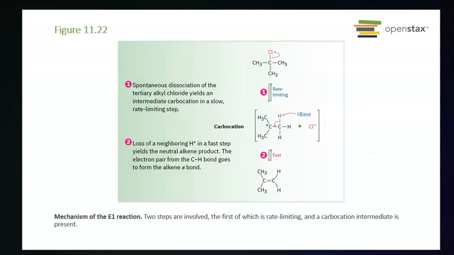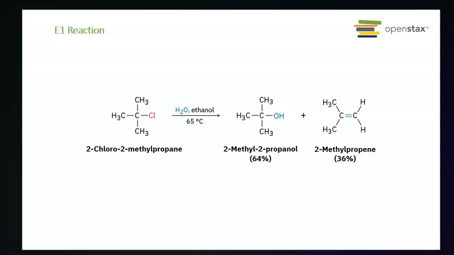Regarding the mechanism, one more time. You can see that this is my rate limiting or rate determining step, the first step, formation of carbocation, and then the base removes the proton from the neighboring carbon atom, which we call the beta hydrogen, to form the alkene in a fast step.